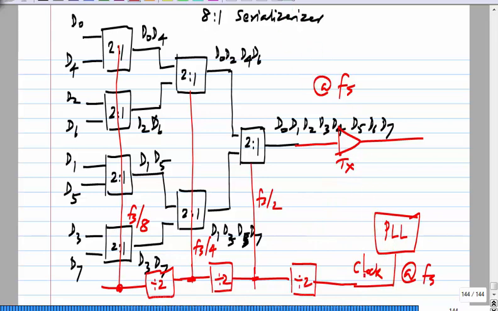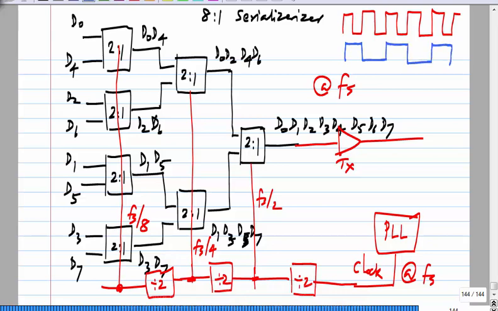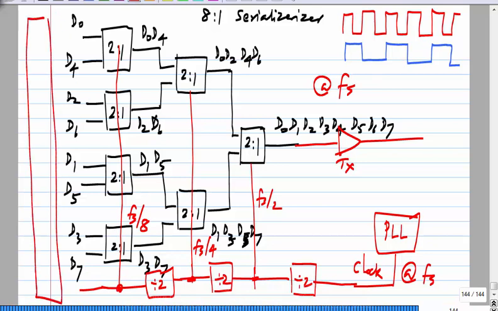So ideally, if the fs clock is like this, the textbook picture of a divide by 2 says that the output edges will be coincident with, let us say, the rising edges. But in reality, there will be a delay also. Again, we are talking about very high speed circuits. So there will be some delay here and some delay there and some delay there. And this clock is what is probably used in the back end to generate all this in the first place.